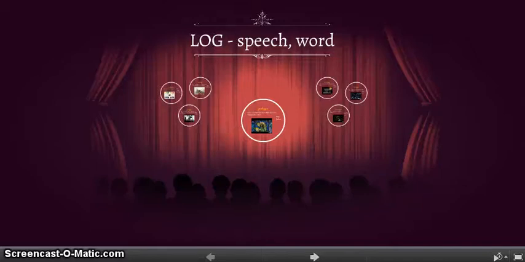Hi there, kiddos. We are going to be on page 76 today, doing log, which means speech or word. Words containing the root log have to do with speech. A monologue is a speech by one person. A dialogue is a speech between two or more people. A prologue is a speech before a play, and an epilogue is a speech after it. Note that all of these words can be spelled without the UE ending.